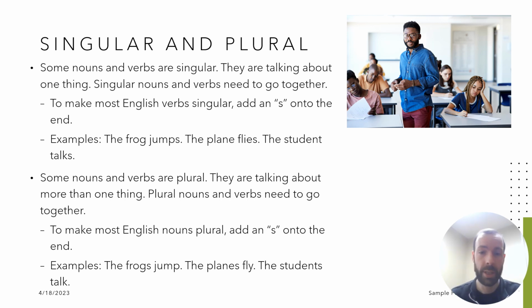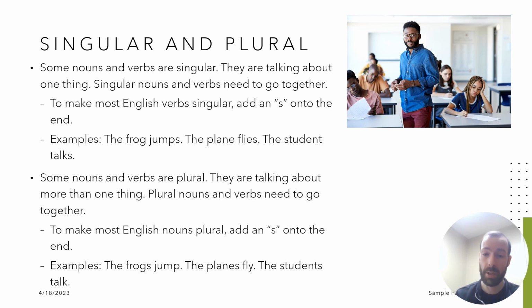Most English verbs that are singular have an S on the end. So here are some examples. The frog jumps. The plane flies. The student talks. In each of these sentences, we're just talking about one thing. Our subject is singular.